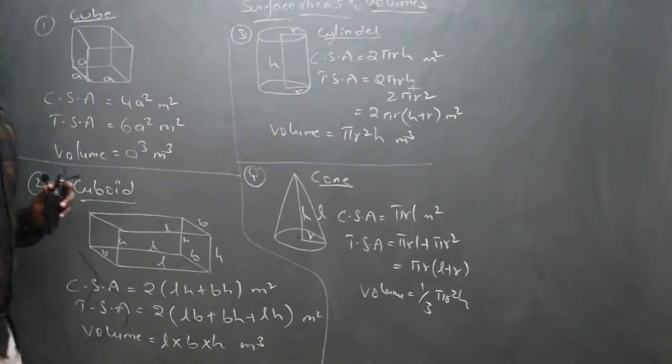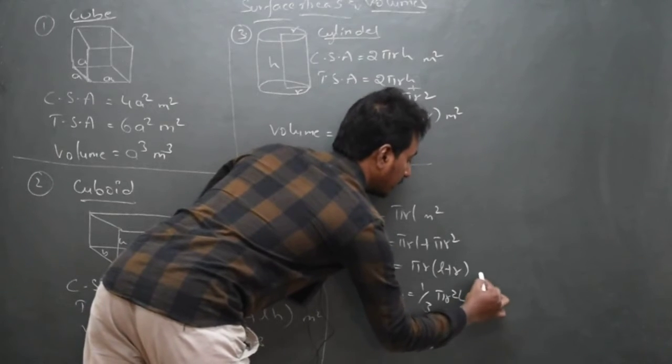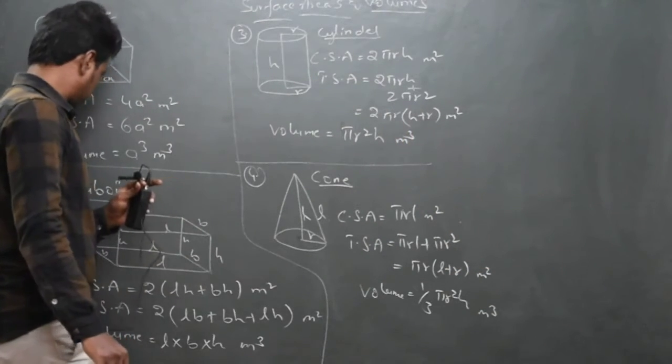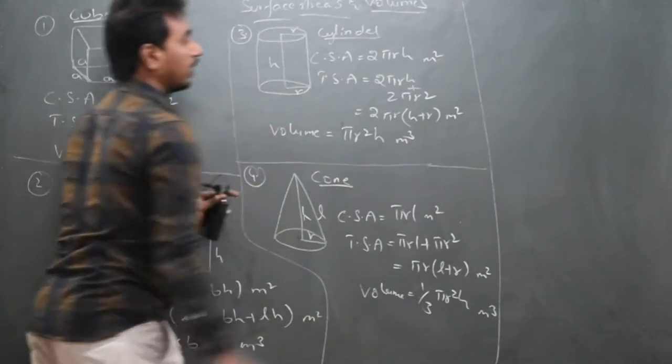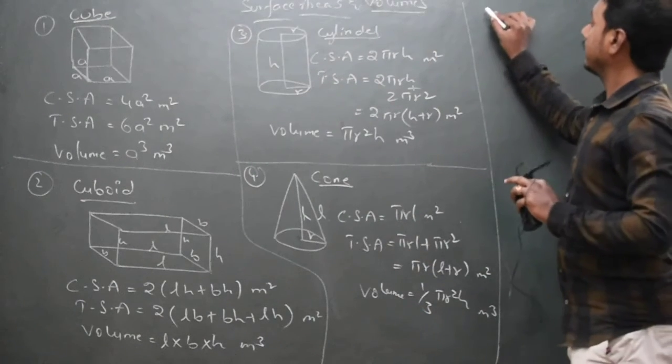Then the volume is given by 1 by 3 pi r square h. It is 1/3 the volume of a cylinder. Clear? So this is meter cube, this is meter square and meter square. Clear? Next one. We'll be having next about a sphere. Okay, right?